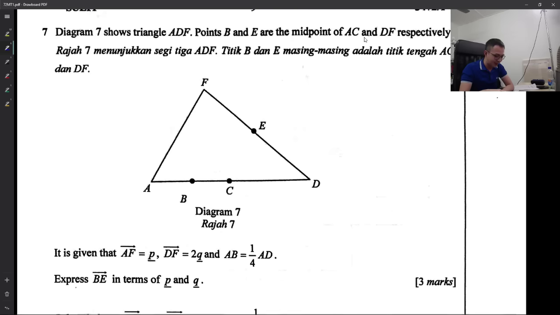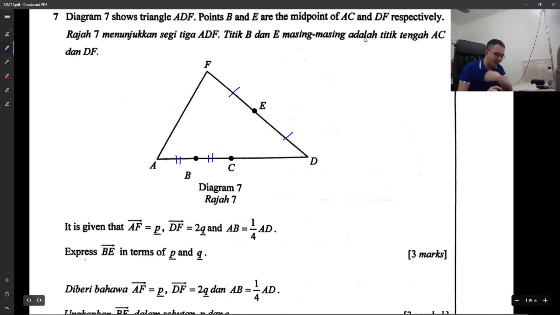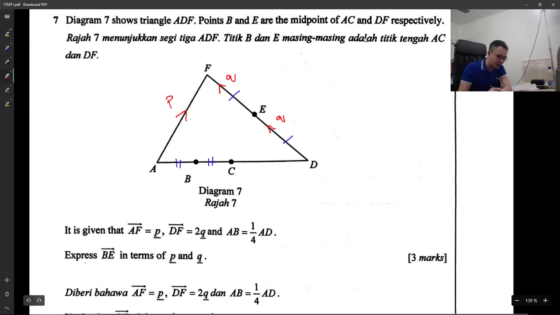Okay, the next question over here. The diagram 7 shows a triangle, and the points B and E are midpoints. E is a midpoint of DF and B is a midpoint of AC. So it's given here. So I do some remarks to give you some idea. Alright, so it's given AF is equal to P. So AF over here is equal to P, and DF is 2Q. D to F is 2Q. So here is 1Q, here is another 1Q, because it's 2Q. And AB equals 1 over 4 of AD. Alright, so yeah, we kind of get it.